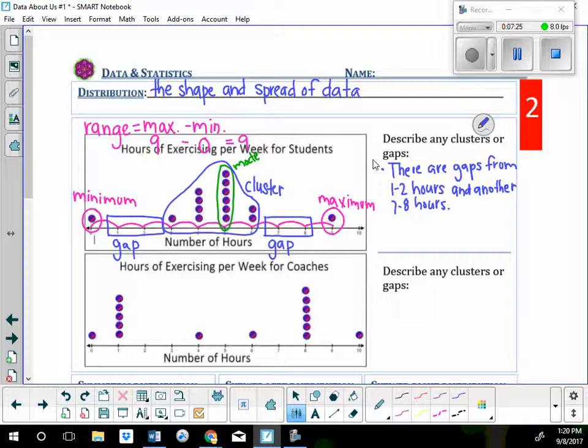Now let's talk about our cluster, where we have a grouping of data. There is a cluster from, is that 3 to 6? Yeah. 3 to 6 hours.